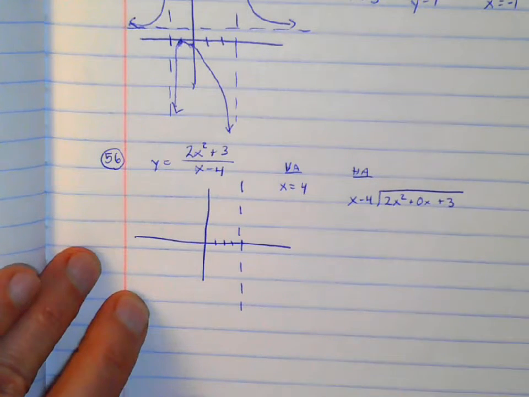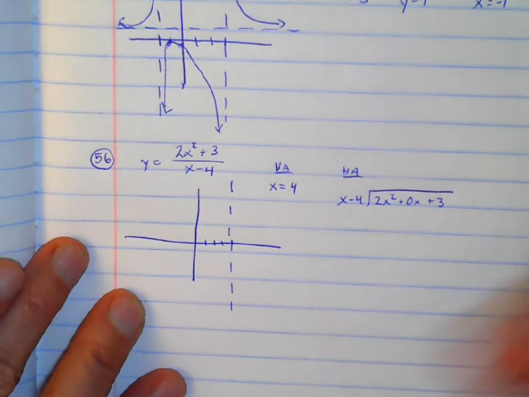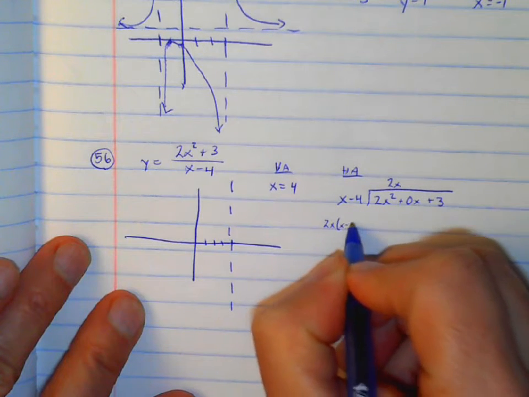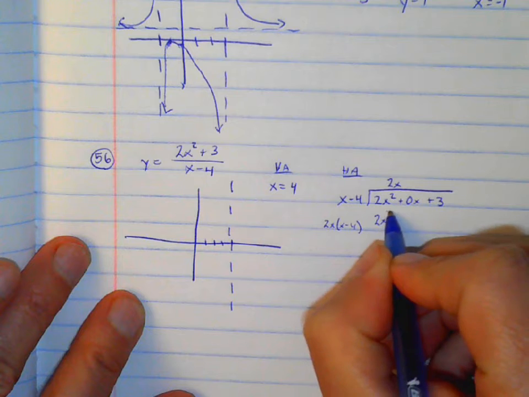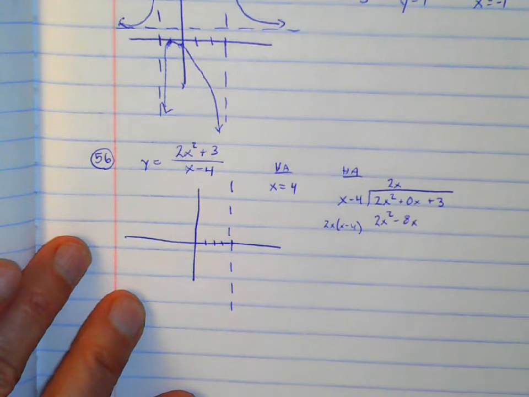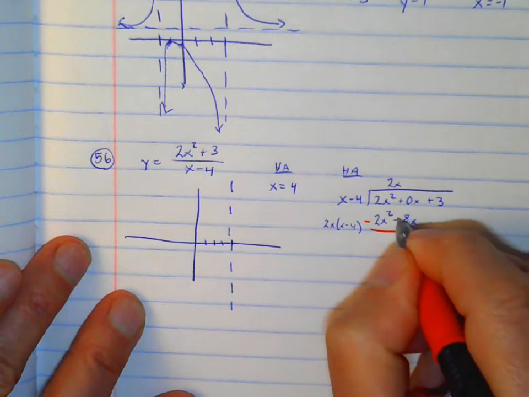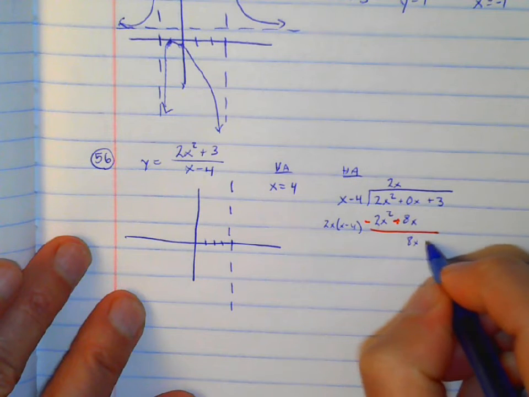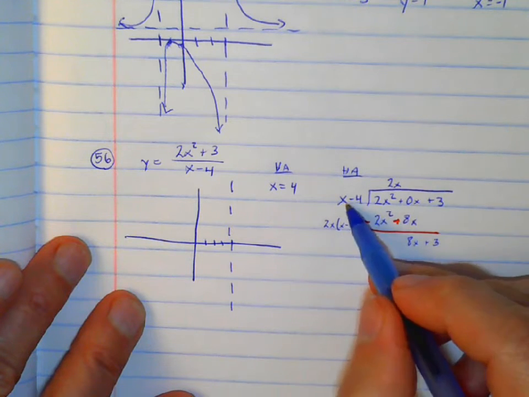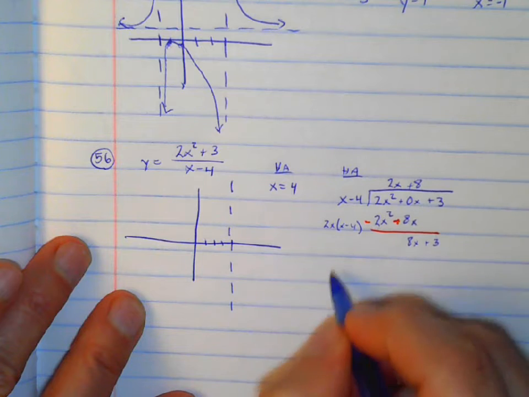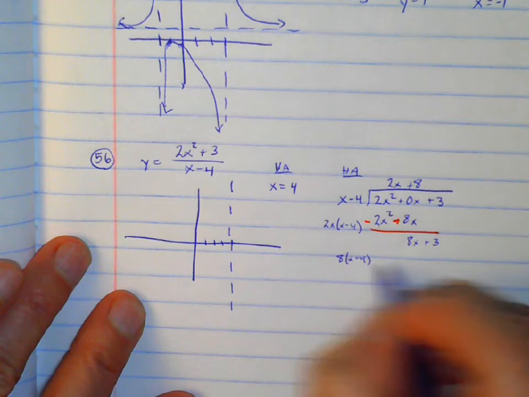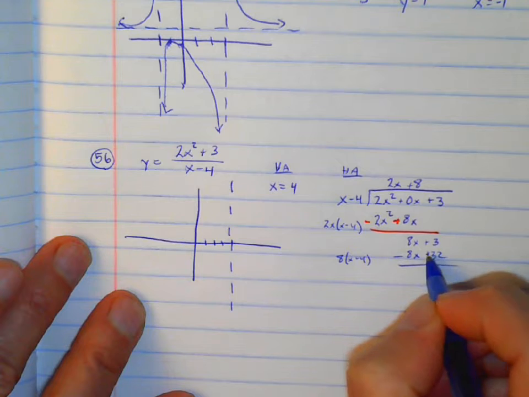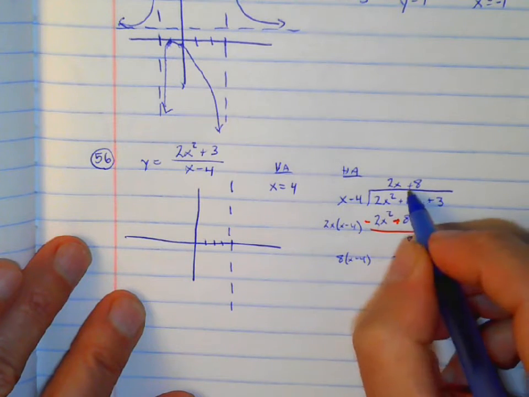Don't forget that 0 in there. Actually, you could use long division too, either way. Would be 2x. Would be 2x squared minus 8x. And draw the line, change your signs to subtract. So you get 8x plus 3. What times x is 8x? 8. 8x minus 32. Draw a line, change your signs. The remainder doesn't matter here, so 2x plus 8.